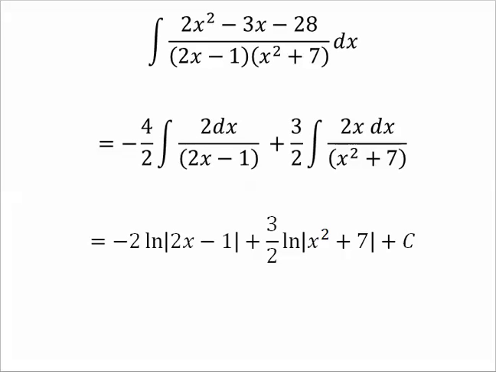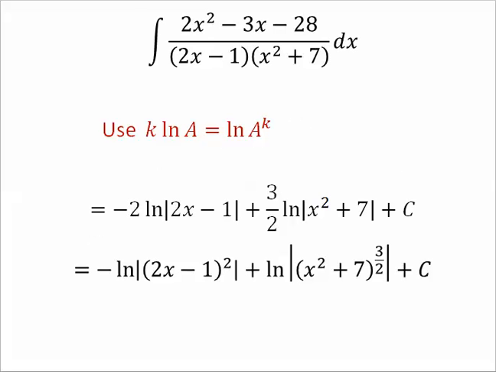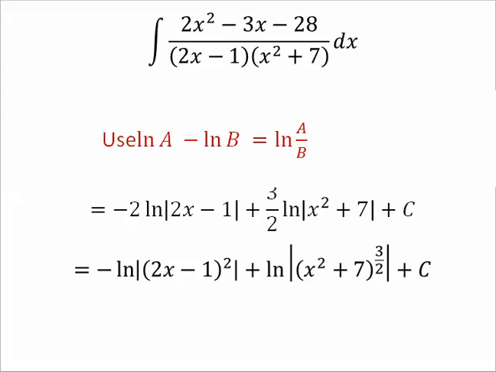To combine the two logs, we first use the exponent rule. K ln of a equals ln of a to the k power. Next, we're going to use the subtraction rule. Ln of a minus ln of b is ln of a over b.